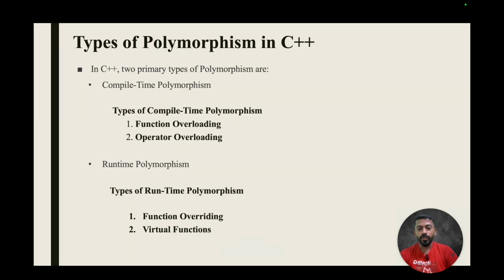The other type is called runtime polymorphism. In runtime polymorphism, after the early binding, we do this runtime polymorphism. Runtime polymorphism is called late binding. It can be explained in two ways. One is function overriding, and the other one is virtual function.